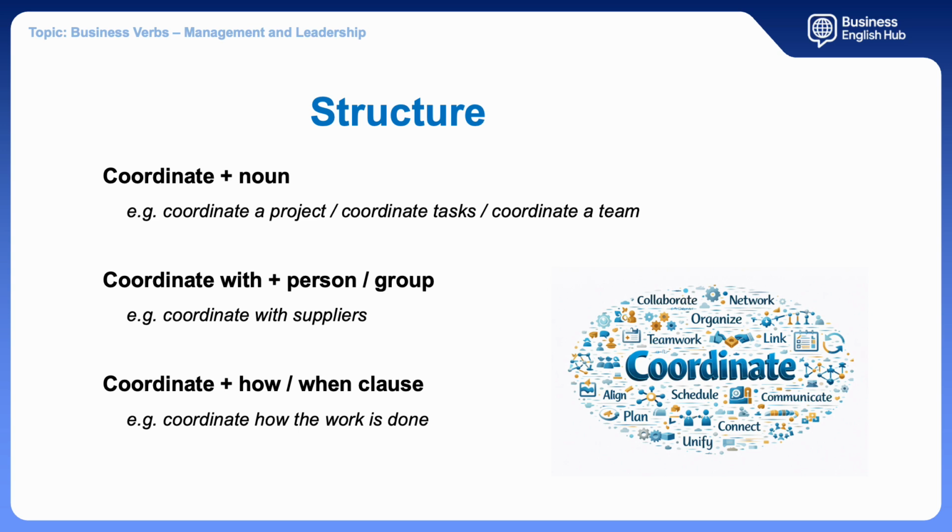You can use coordinate in a few different ways. Firstly, you can use coordinate with a noun. For example, coordinate a project, coordinate tasks, or coordinate a team. Secondly, you can coordinate with a person or a group. For example, coordinate with suppliers. And thirdly, you can coordinate and use the how or when clauses. For example, coordinate how the work is done.